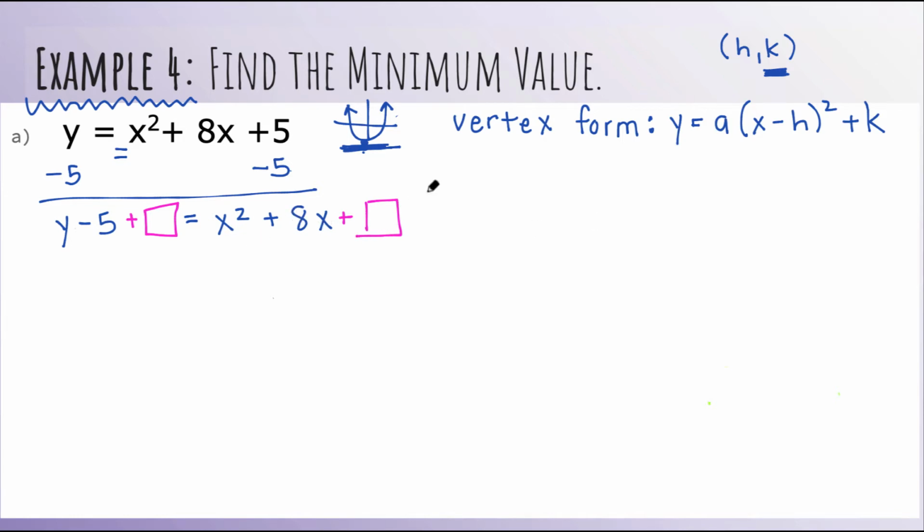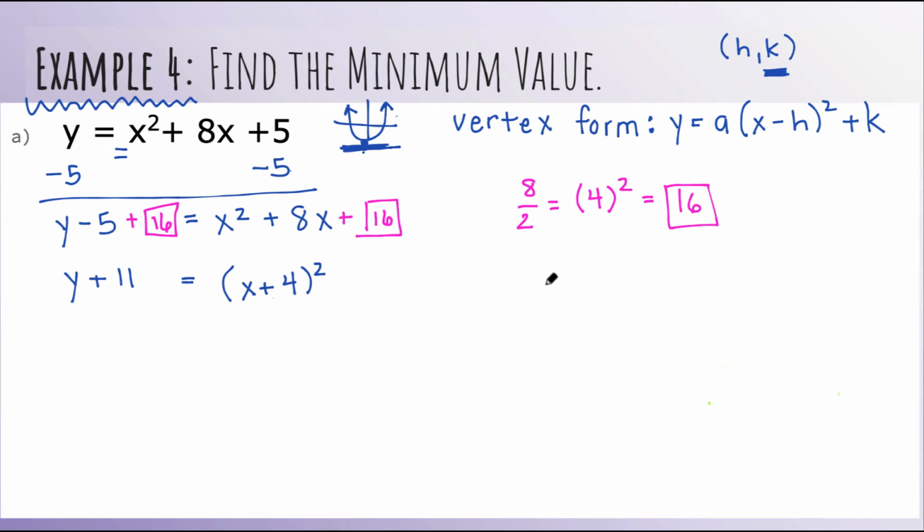And to find out what goes in the box, we're going to take our b value and divide it by 2. And when we do that, we're left with 4. We're putting 4 in parentheses and squaring it, and we end up with 16. And 16 goes in the box. So to continue, let's simplify. On the left-hand side, we have y plus 11 is equal to, now this is a perfect square trinomial, so we can factor that as x plus 4 quantity squared.